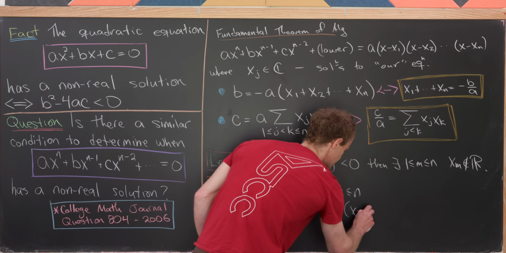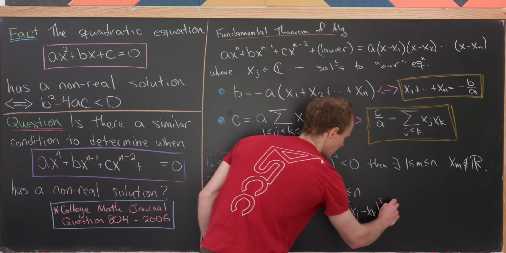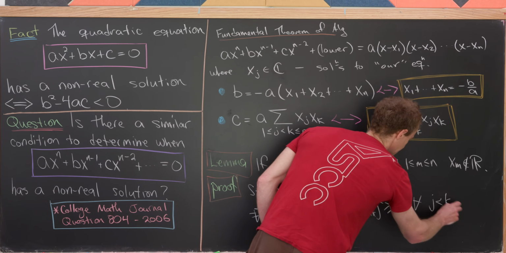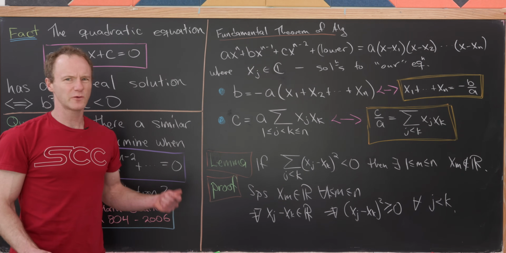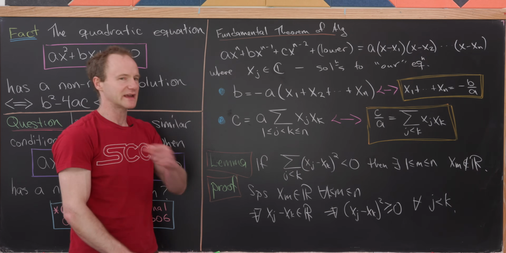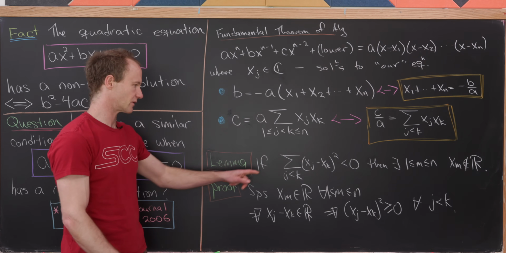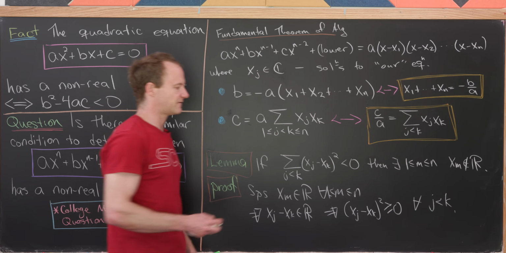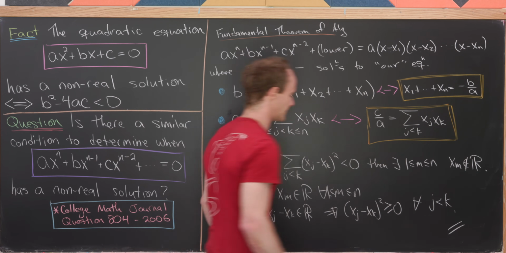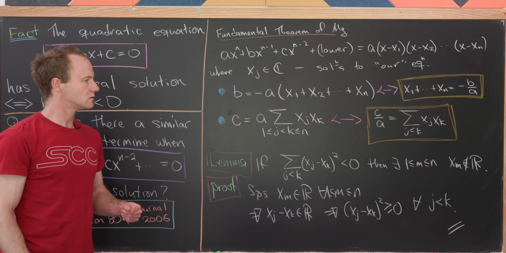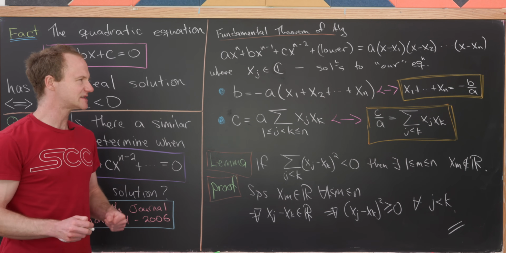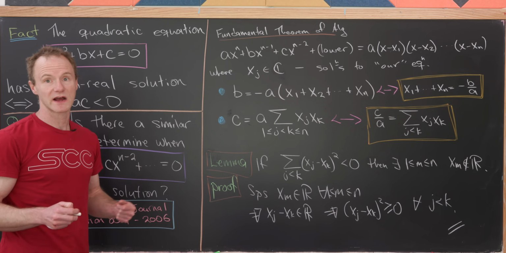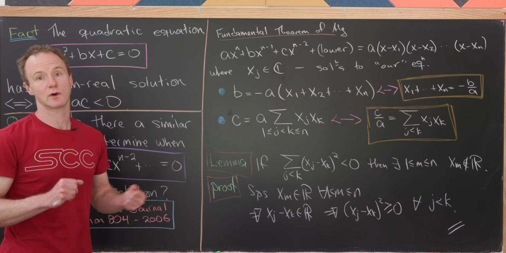So in other words, xj minus xk quantity squared is bigger than or equal to 0 for all j less than k. But then if we add all of those up, we're going to get something bigger than or equal to 0. But that tells us that the sum is bigger than or equal to 0, thus finishing our contrapositive proof. Okay, so let's take the necessary stuff that we've observed on this board and summarize that next, and then move on to our main calculation.